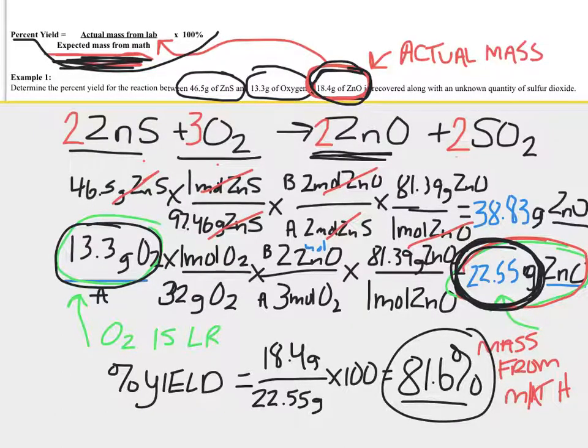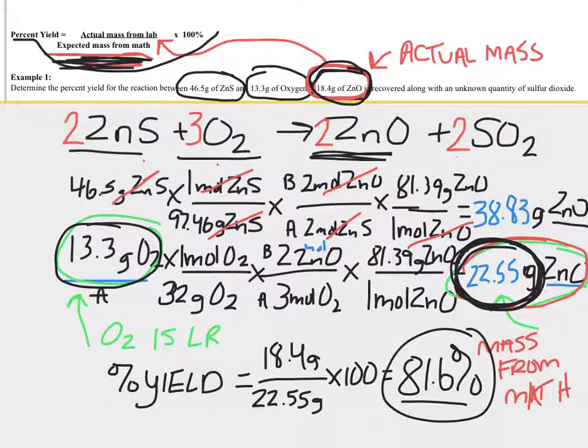Just like on a test, if you end up getting an 88% on the test, that means you're expected to hopefully get 100%, all of them, but you got 88% of that, and that's why you get that grade. Same thing with percent yield. You're expected to get all of those grams out, but things happen in chemistry. Reactions don't always go all the way finished. So, therefore, you only had 81% this time.